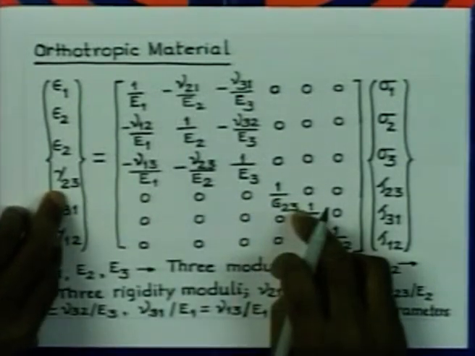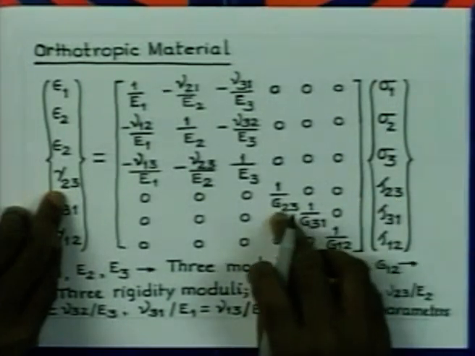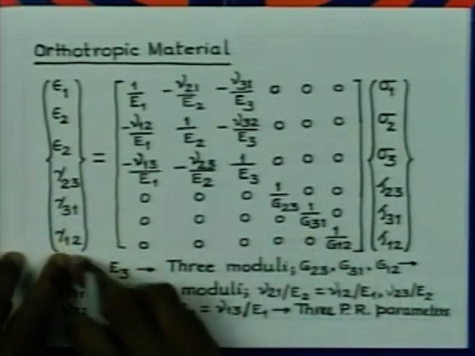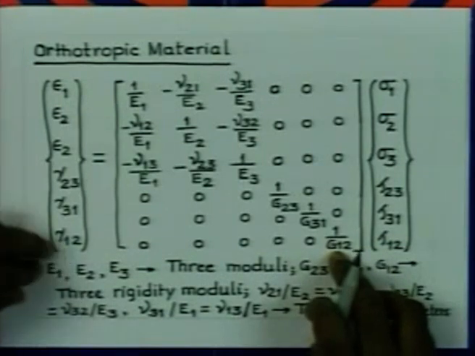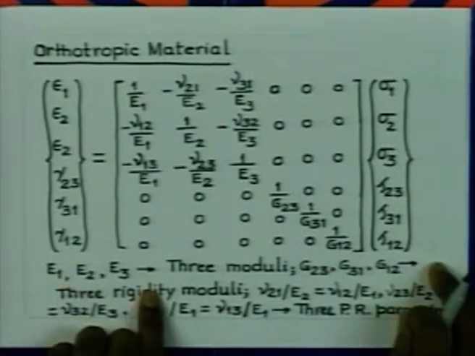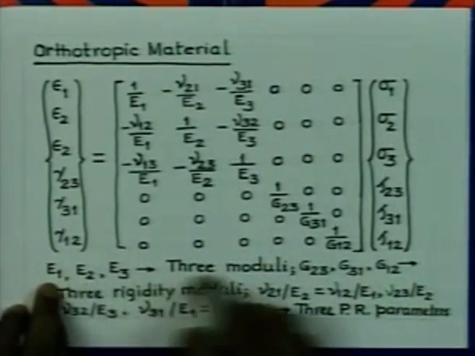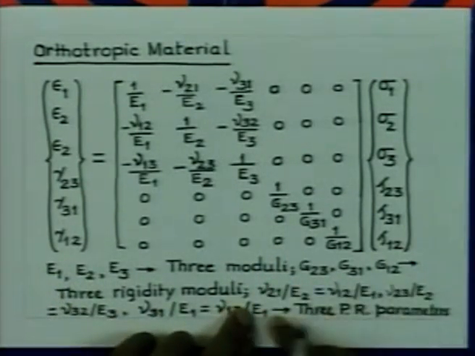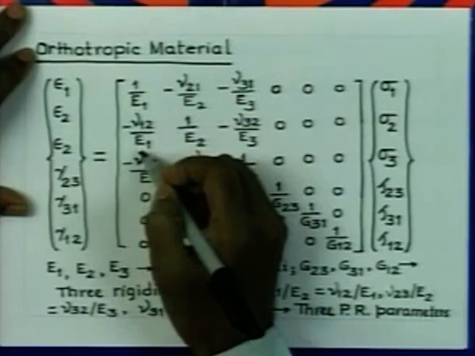Then the shear strain gamma 23 is going to be given by tau 23 by G23, where G23 is the modulus of rigidity in the plane 2-3. Similarly, the next strain is given by tau 31 by G31, and gamma 12 is equal to tau 12 by G12. So, you see here we have 3 moduli of elasticity, and then we have 3 moduli of rigidity, and now you will find that this ratio nu 21 by E2 is equal to nu 12 by E1.